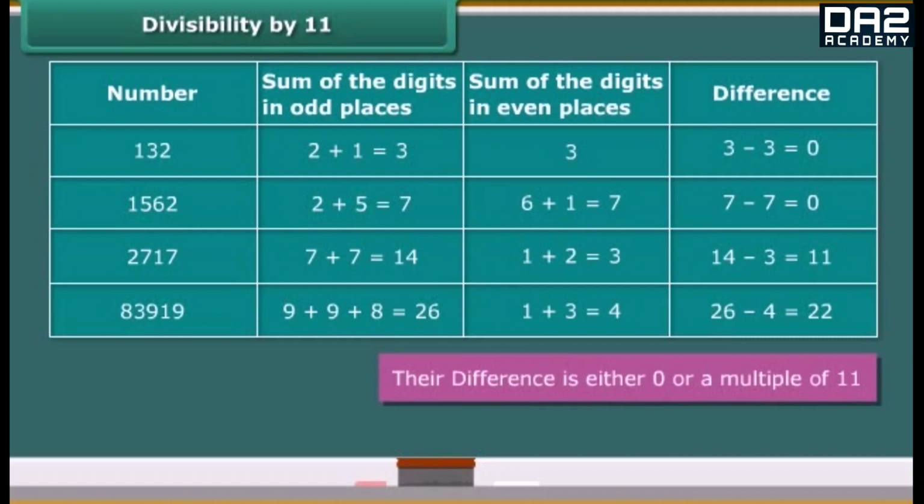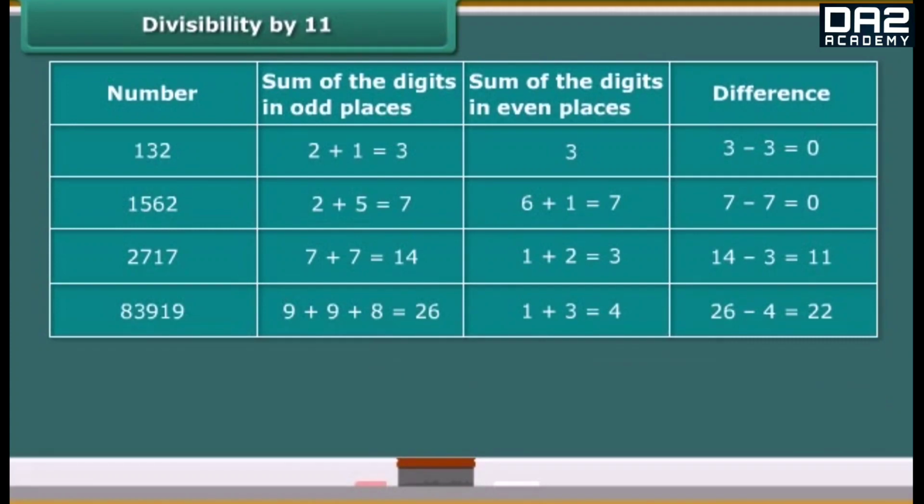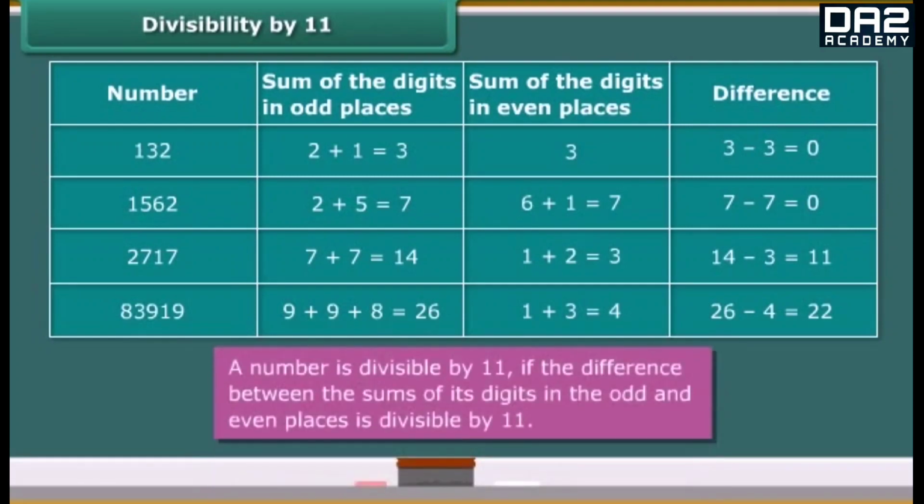The difference is either 0 or a multiple of 11. This is not by chance. It is a general rule. A number is divisible by 11 if the difference between the sums of its digits in the odd and even places is divisible by 11.